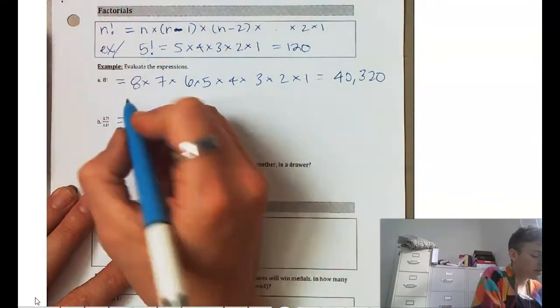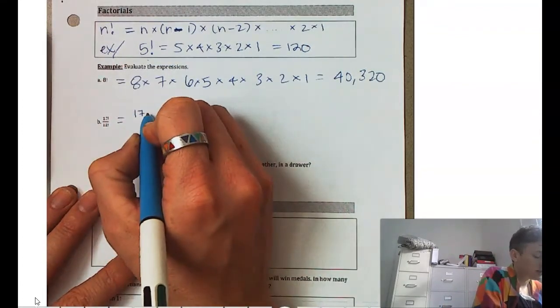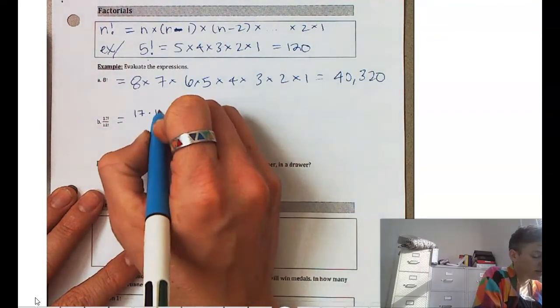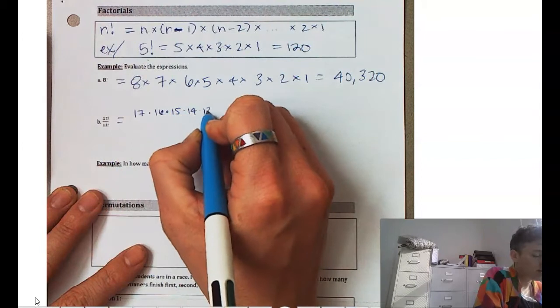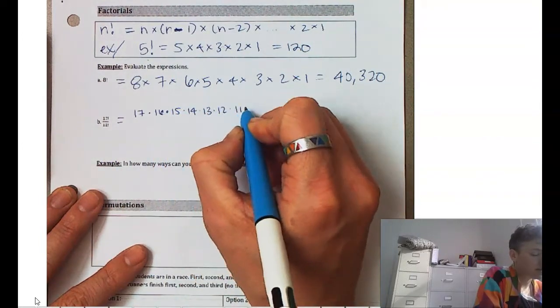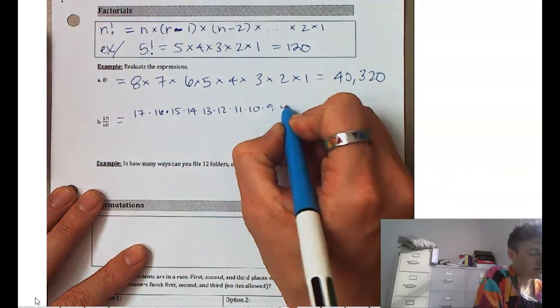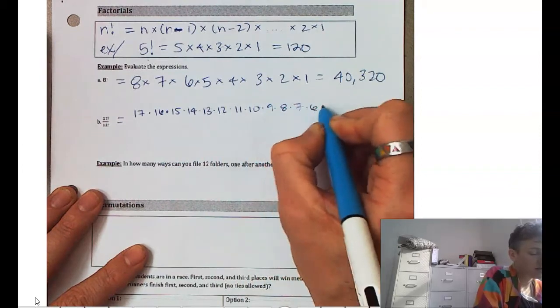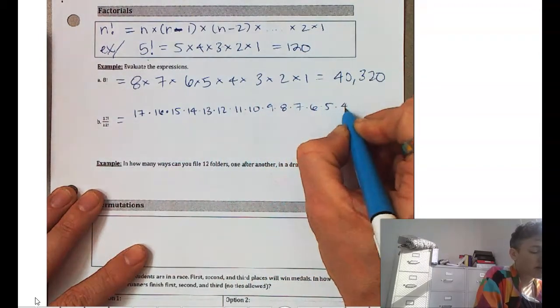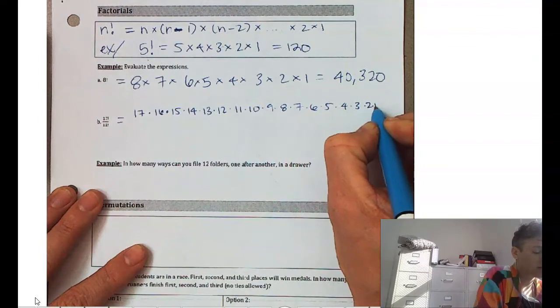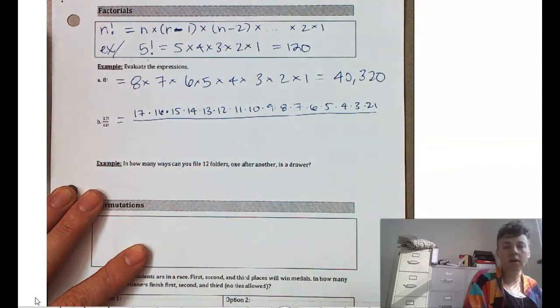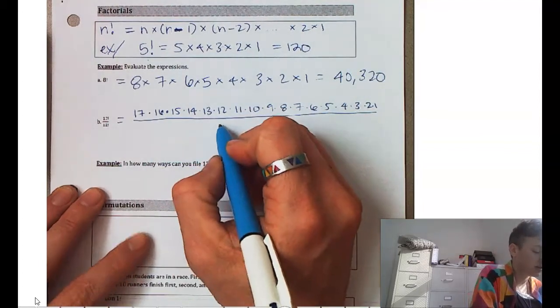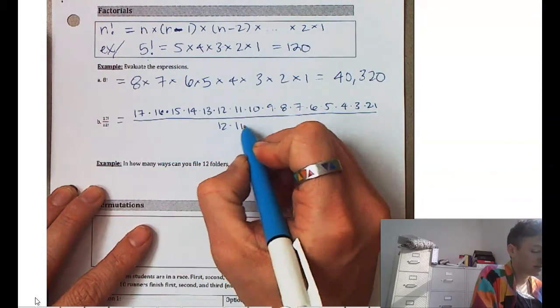We can even do this with fraction things. We've got 17 factorial. I'm going to put dots because I'm going to run out of space otherwise. Can we write it all out? I think it's going to work all the way across my page. There's 17 factorial on the top, and 12 factorial on the bottom. Watch what I'm going to do here. I'm lining these up.